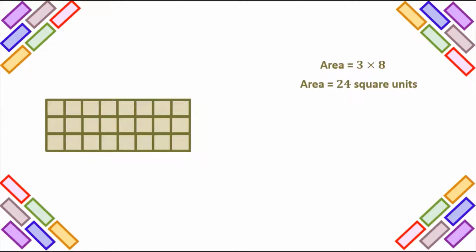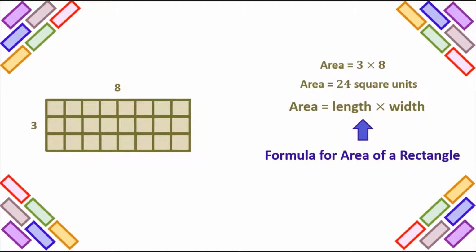If we look at the area equals 3 times 8, 3 and 8 are familiar numbers. 8 is the length of the rectangle, and 3 is the width of the rectangle. So really, the area of a rectangle is the length times the width. Area equals length times width is the formula for the area of a rectangle. The formula is written as A equals L times W, where the A stands for area, L stands for length, and W stands for width. So the third method for finding the area of a rectangle is to use the formula.